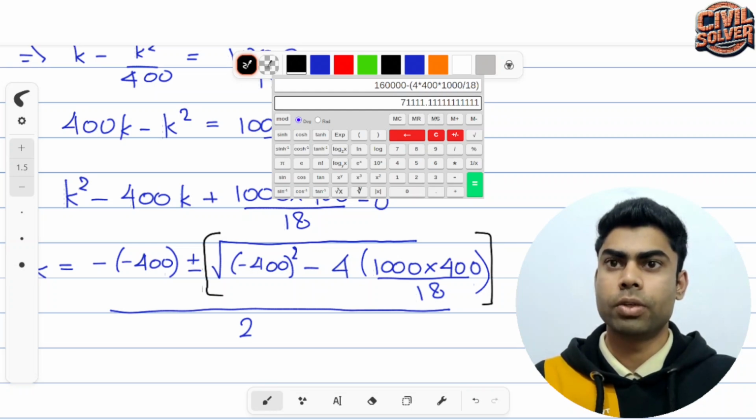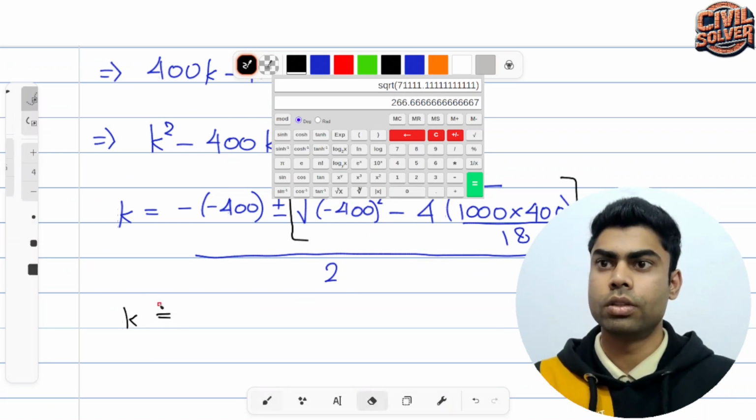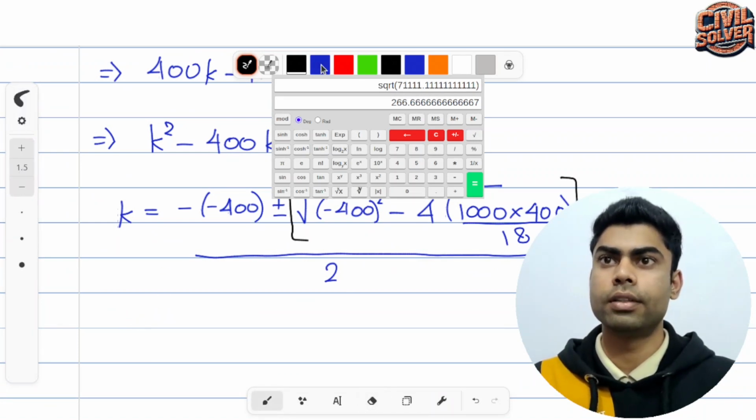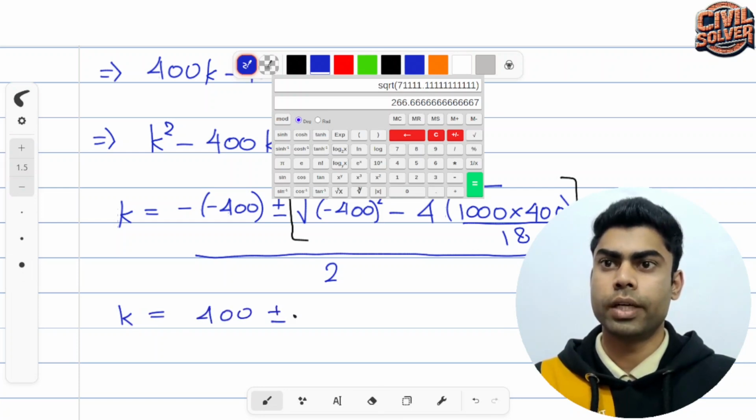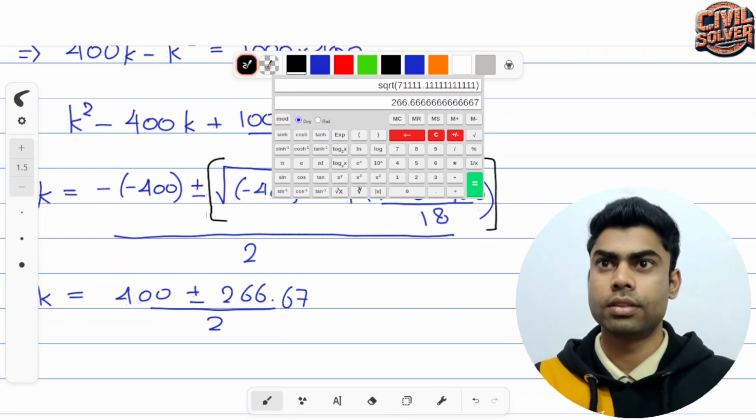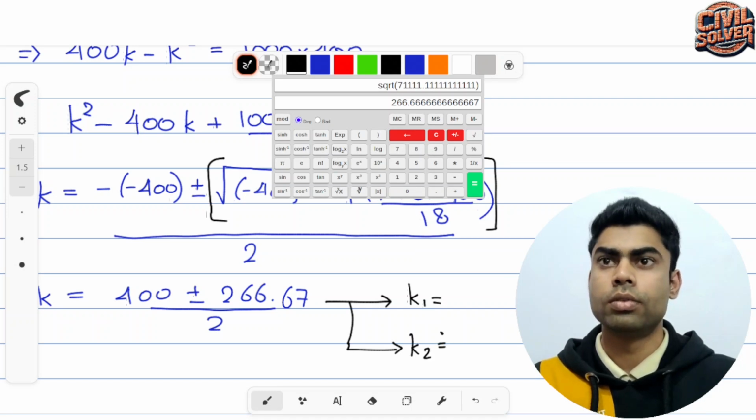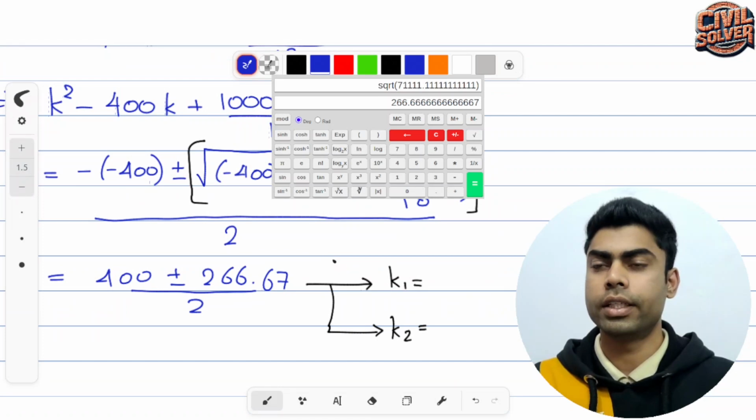This comes out to be 7111, and then take the square root. It is 266.67. That means K is equal to, I will use the blue pen, K is equal to 400 plus minus 266.67 divided by 2. This will give us two densities, K1 and K2.